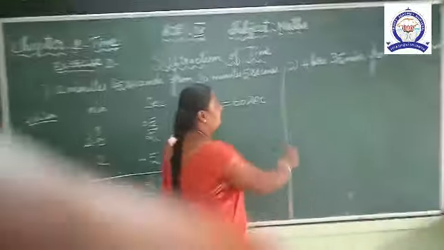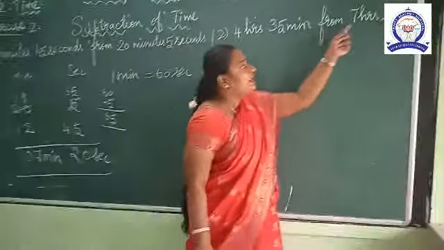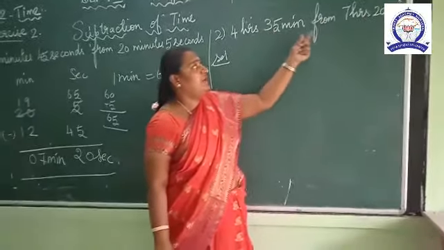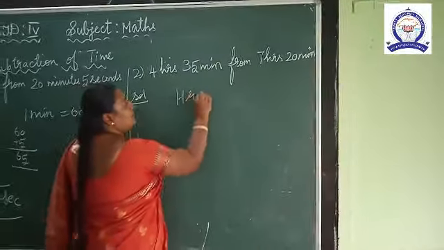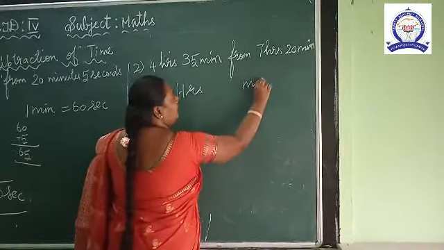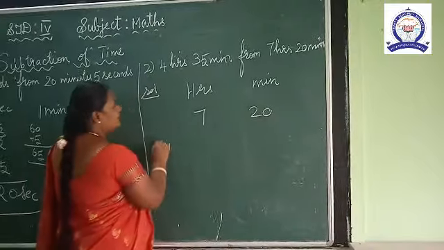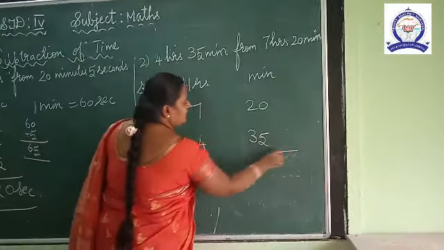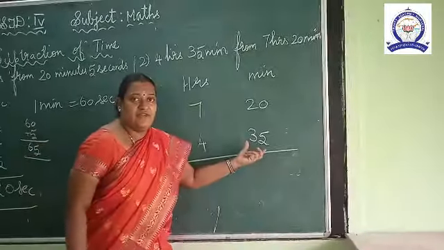See the second sum. 4 hours 35 minutes from 7 hours 20 minutes. We have to subtract 4 hours 35 minutes from 7 hours 20 minutes. So you write the units down. Hours, minutes, 7 hours 20 minutes minus 4 hours 35 minutes. Now see here, we cannot subtract 20 minus 35. What do we have to do?